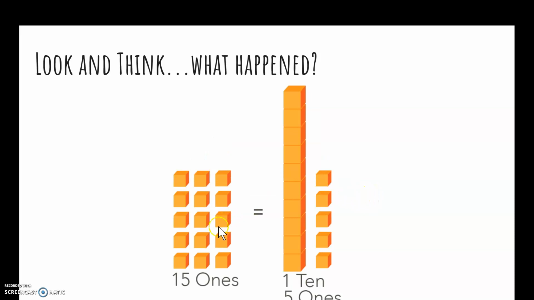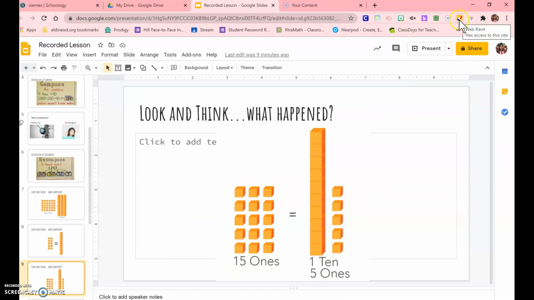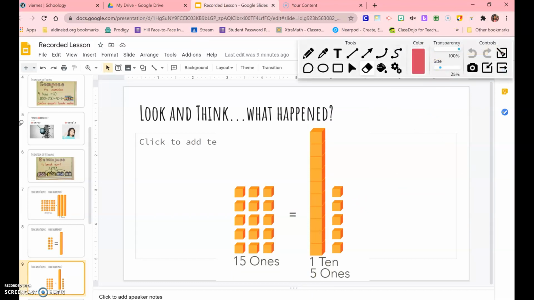This time, I compose again something, but I had something left over. So take a moment, pause, look at the picture. So I'm going to exit the screen. Don't forget to pause. And now I'm going to continue again. So this time I had 15 ones. But remember, I always compose 10 ones to make it 1 ten. However, I have 5 ones left over.